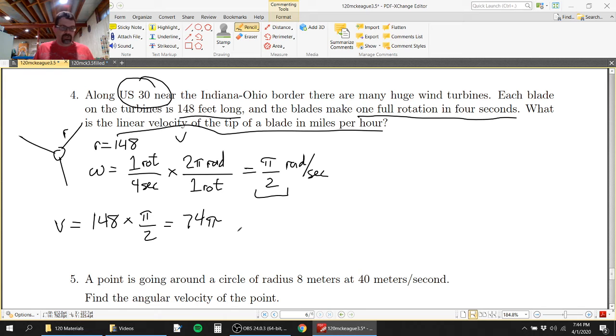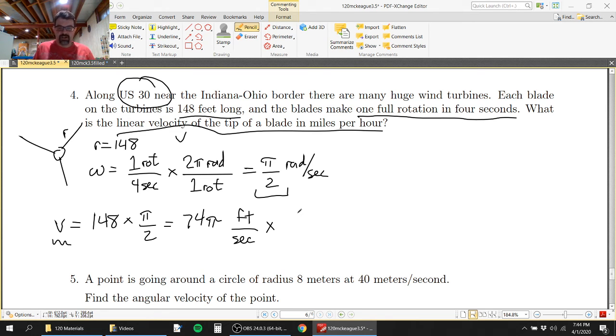And that would be measured in, well, this is a linear velocity, so distance over time. Feet from the radius per second from the angular velocity. All right, 74 pi, and you could punch that out to see what that is. Somewhere in the 200s feet per second in terms of how fast it's going. So how fast is that in miles per hour? All right, here it goes.